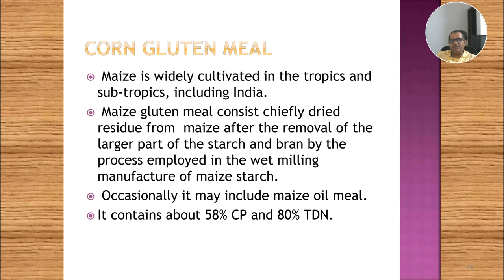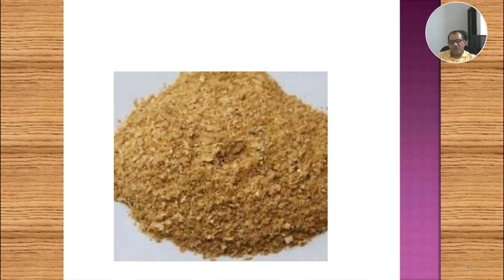Then corn gluten meal. Maize is widely cultivated in the tropics and subcontinent, including India. And maize gluten meal consists chiefly of dried residues of maize after removal of the large part of starch and bran by the process employed in wet milling. Occasionally it may contain maize oil meal, and it contains about 58% CP, 80% TDN. So this is the corn gluten meal, obtained from the processing of the maize.